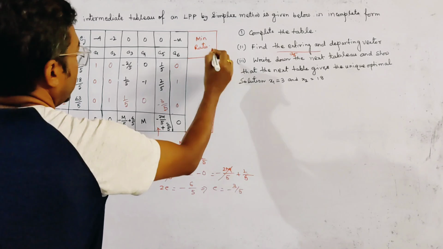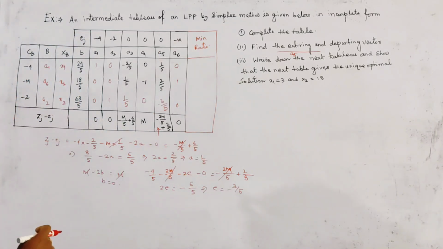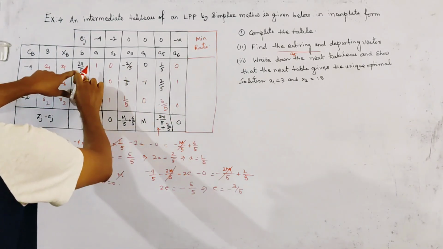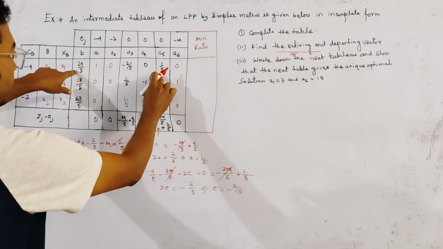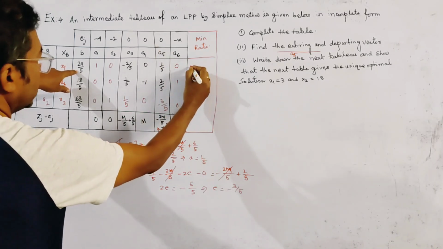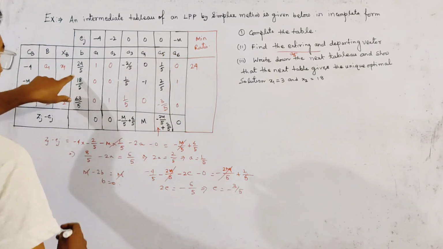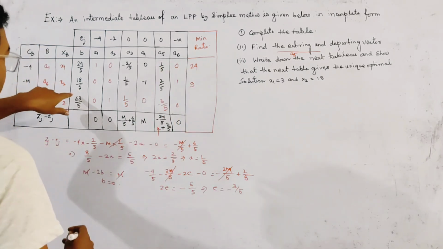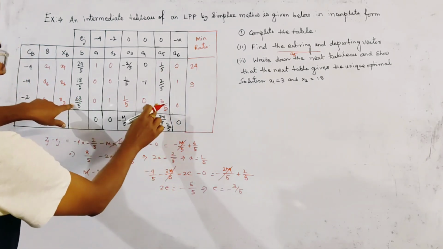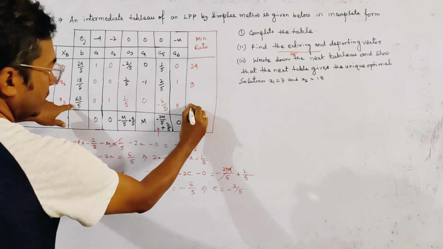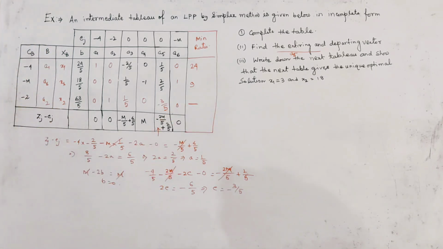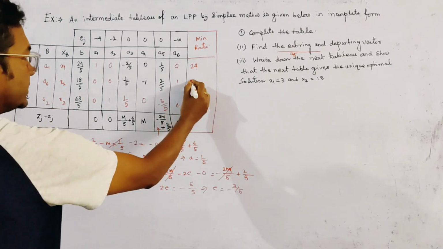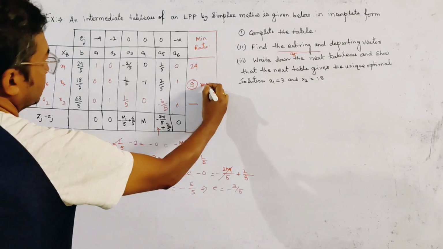The column of min ratio is given by 24 by 5 divided by 1 by 5, which is 24, and 18 by 5 divided by 2 by 5, which is 9. Since 63 by 5 is a negative element, we cannot find the min ratio there. Clearly this is the minimum of the min ratio.